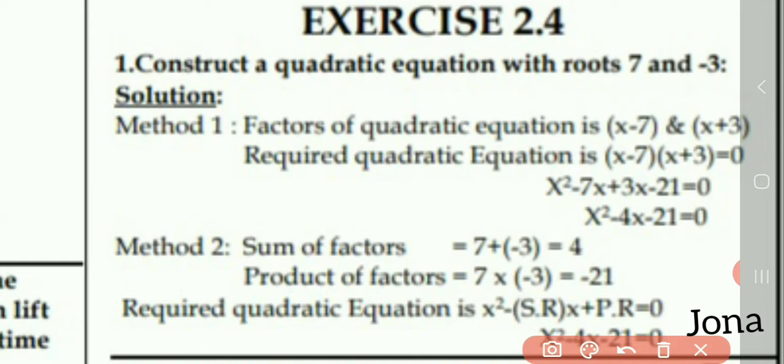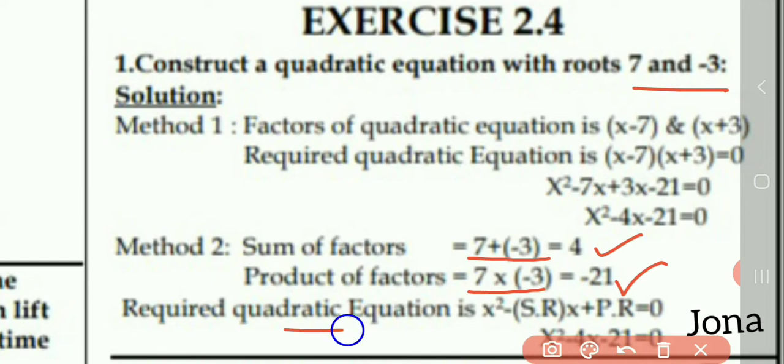The first problem. Construct a quadratic equation with roots 7 and minus 3. We are going to construct a quadratic equation with roots 7 and minus 3. The same method we can follow here. In 10th standard we learned that sum of the roots, that means we have to take this 7 and minus 3. So sum of the roots 7 plus minus 3, which is equal to 4. And then product of the roots, that means 7 into minus 3, which is equal to minus 21.